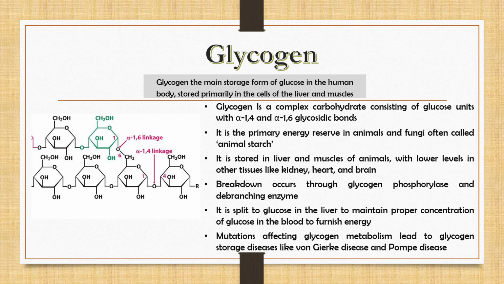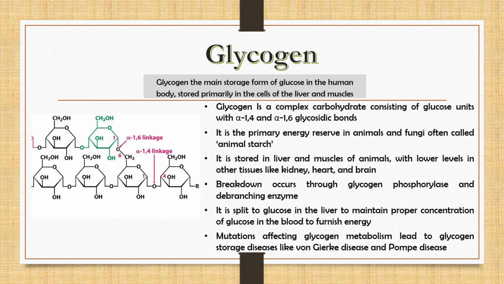Glycogen. Glycogen is the storage homopolysaccharide in animals. It's often called animal starch. It is present mainly in liver, skeletal muscles, and in smaller amounts in all other tissues.